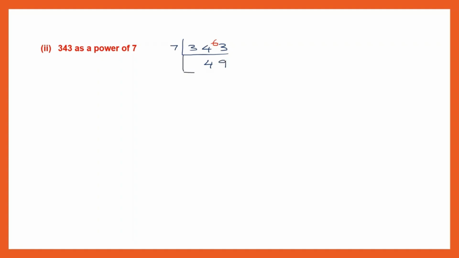So continue now. We have 49. You can use 7. 7 7s are 49. Again, continue using 7. 7 1s are 7. So 343 will be 7 into 7 into 7. And when you express it as a power of only 7, this will be 7 raised to the power of 3. So 343 as a power of 7 is 7 raised to the power of 3.